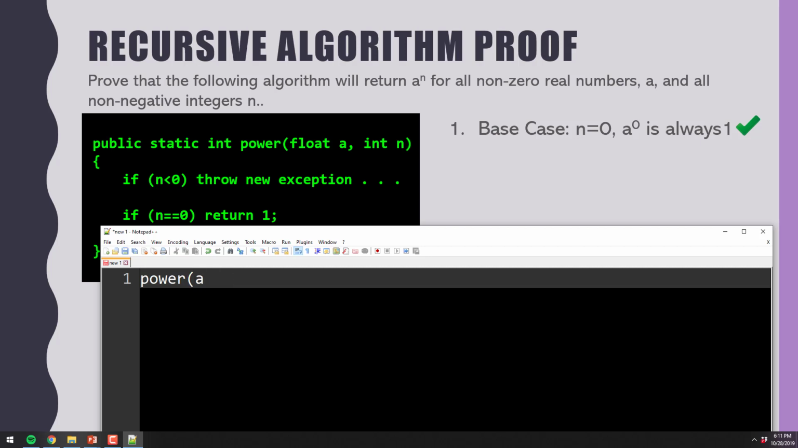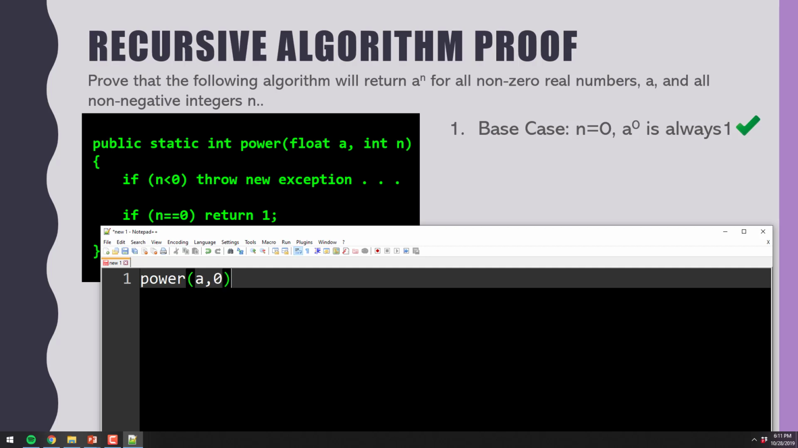Well, I'm going to leave a as it is, because a is too hard to pick a number for. a goes from negative infinity to positive infinity except for 0, right? It's every other possible number. So we're going to leave a alone, but what's the lowest number I can have for n? 0. Based on the set that we're describing here, it's all non-negative integers, right? 0 is not negative. It's also not positive. It's just not negative, right? Okay, so it's non-negative, so it is the lowest one you can have.